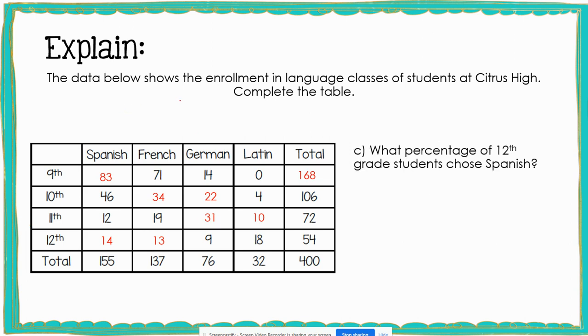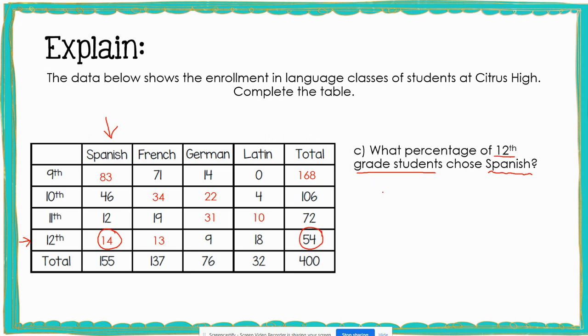C says, what percentage of 12th grade students chose Spanish? You have to be careful here because this one does not ask what percentage of total students chose Spanish. This is actually asking what percentage of 12th grade students. So the first thing I need to know is how many 12th grade students there are. Well, according to this, because this is my 12th grade row, there are 54 total 12th grade students. Now, I'm looking for the percentage of those who chose Spanish. Well, there are 14, because this is my Spanish column, there are 14 12th graders who chose Spanish.